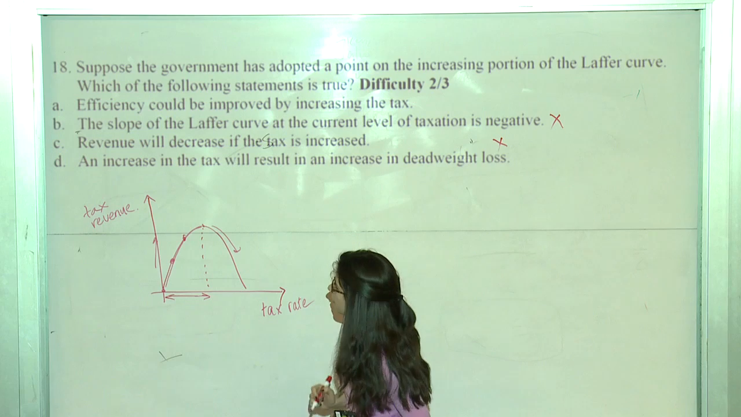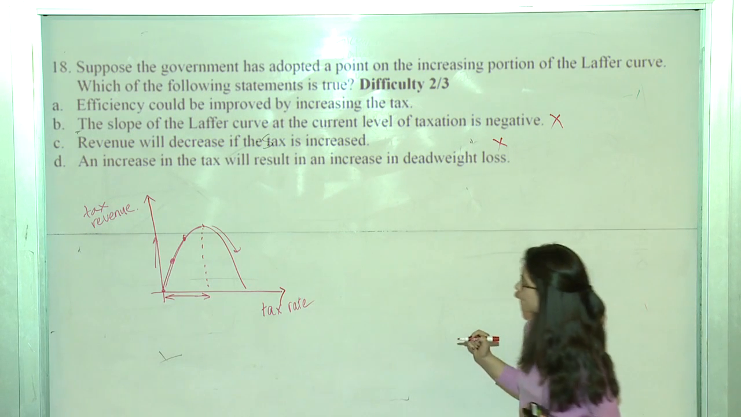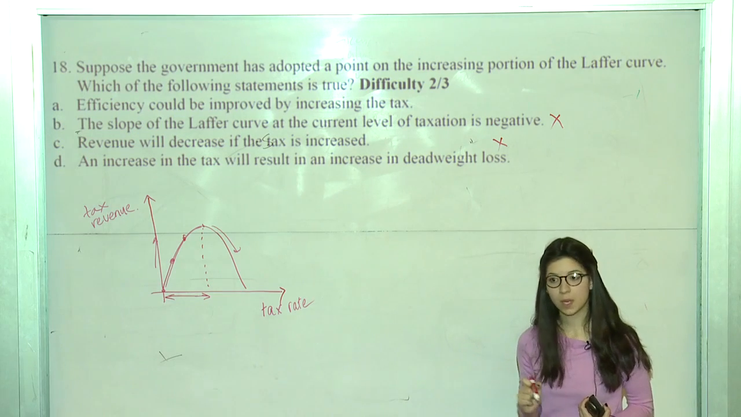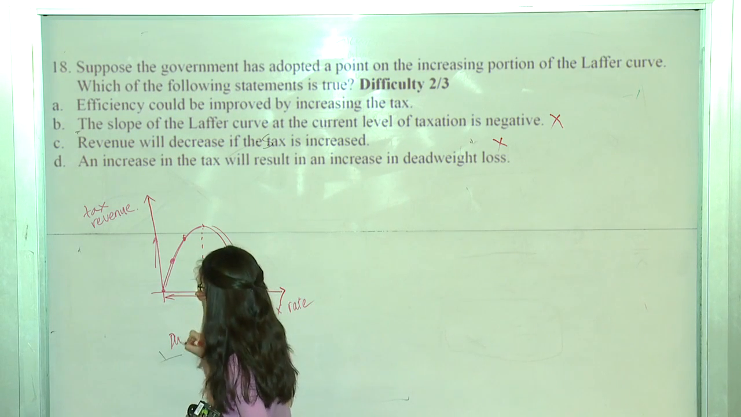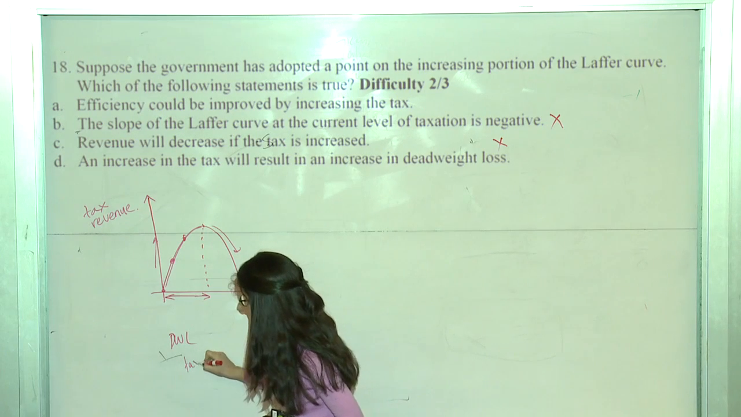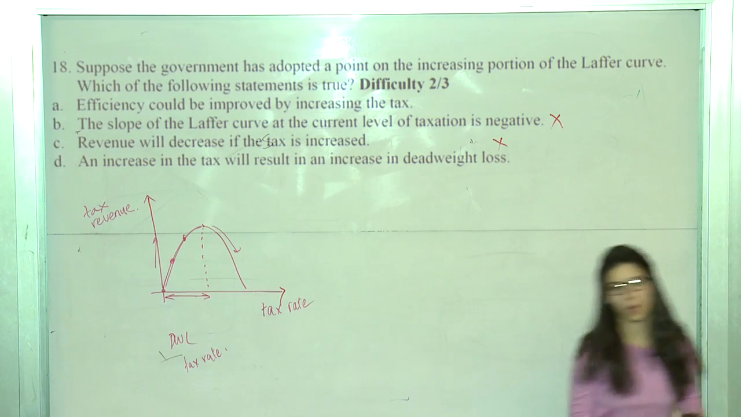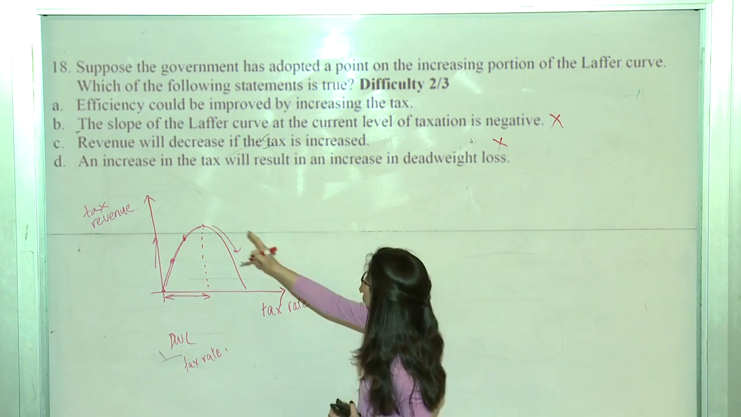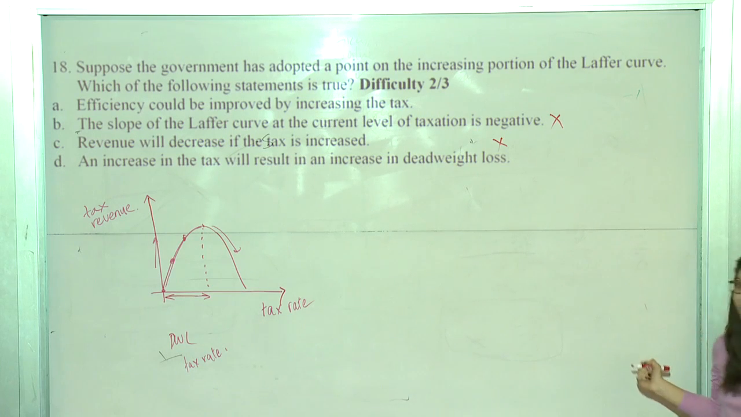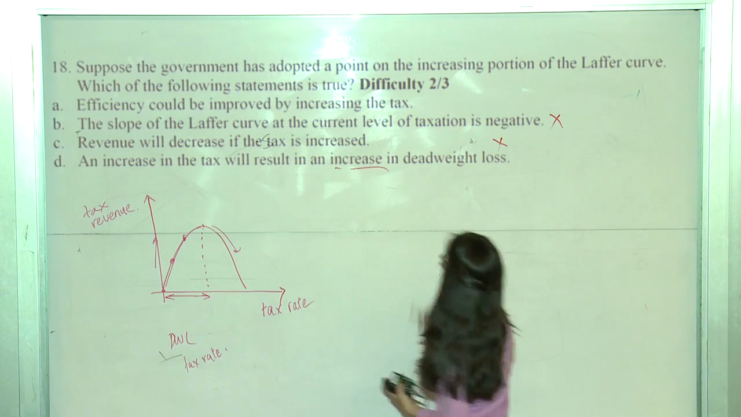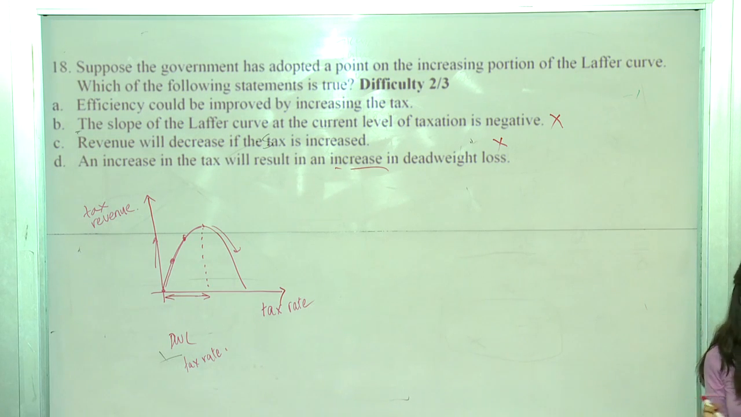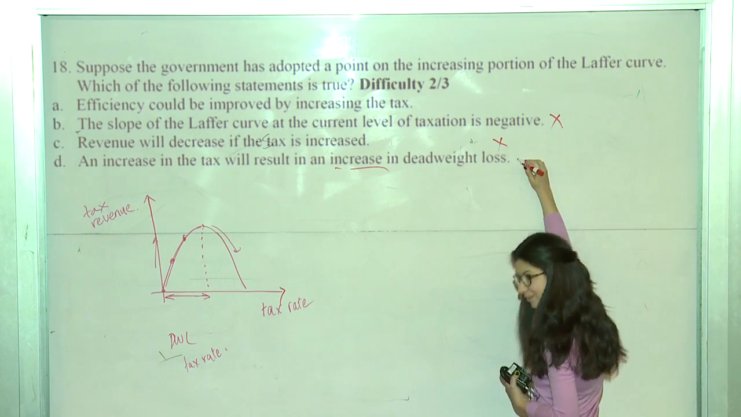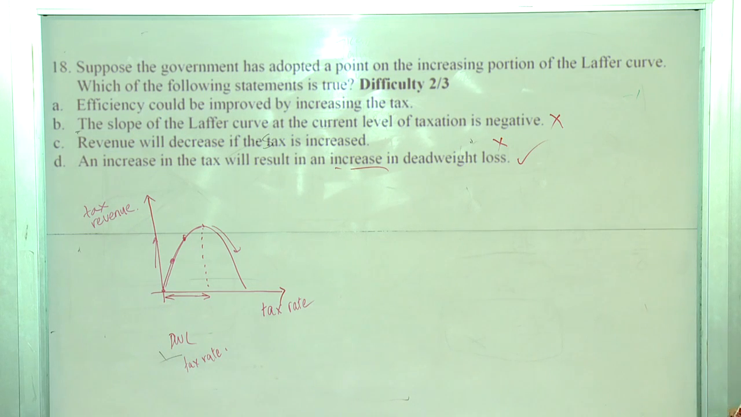Now, the next two answer choices, in order to figure out which is the right one, we want to think about the relationship between the deadweight loss and the tax rate. So what happens to the deadweight loss when we increase the tax rate? It increases. So an increase in the tax will cause an increase in the deadweight loss. So we definitely know that answer choice is correct. All right, so do we even need to bother talking about A? What does efficiency mean in this context?